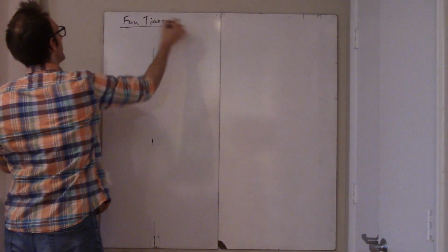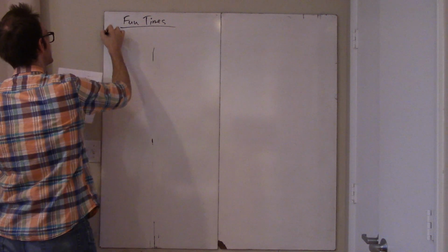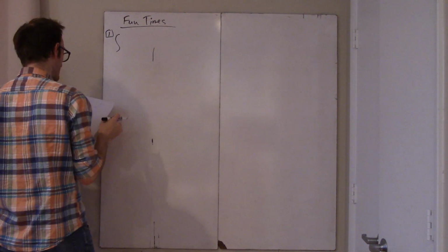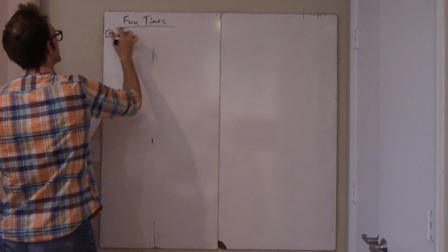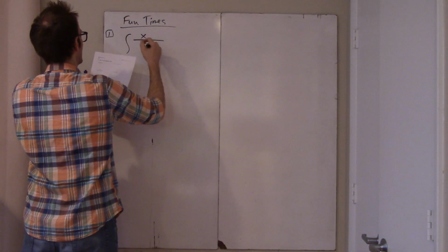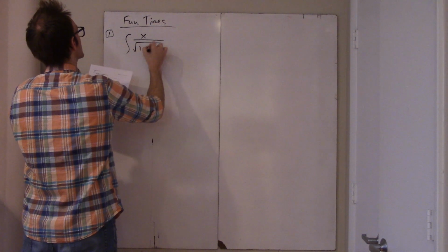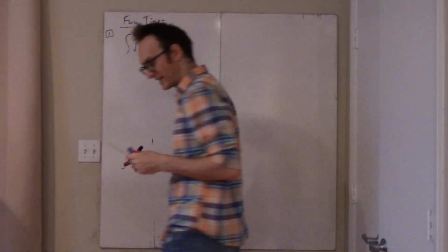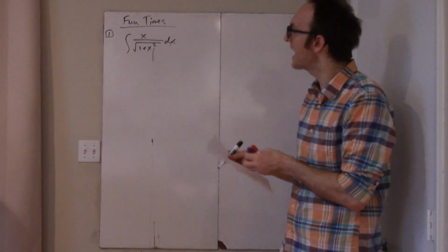Okay, so let's go, and I'll share my tips for understanding what to do and why as we go. All right, so the antiderivative of x over root 1 plus x squared dx. Does it look like some chain rule happened here? Yes, it does.